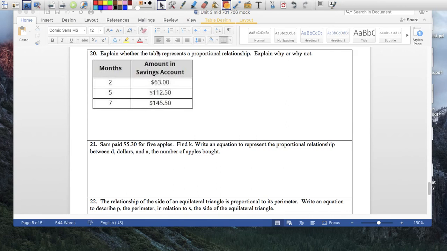20. Is this table proportional or not? Well, if it is, I'm going to do K equals Y over X for each of these three. This one, and this one. So the first one is 63 over 2. And if you do 63 divided by 2, you're going to get 31.5.